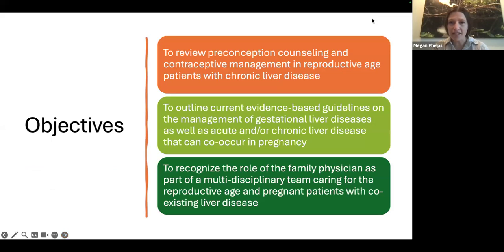Our objectives are to first review the preconception counseling and contraceptive management in reproductive age patients with chronic liver disease, to outline current evidence-based guidelines on the management of gestational liver disease, as well as acute and/or chronic liver disease that can co-occur in pregnancy, and also to recognize the role of a family physician as part of a multidisciplinary team.